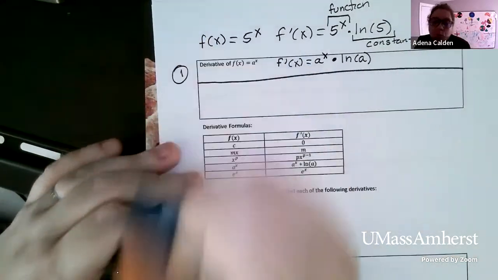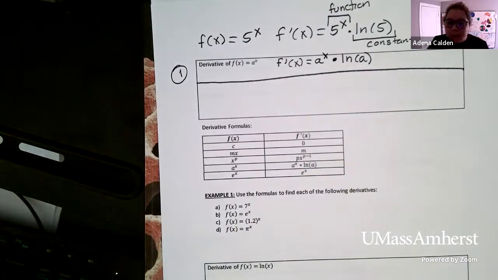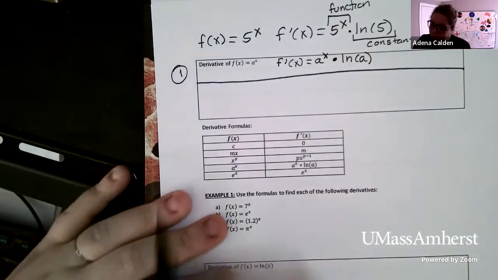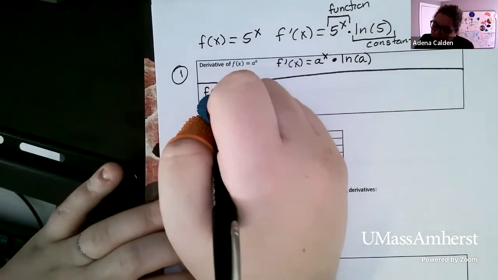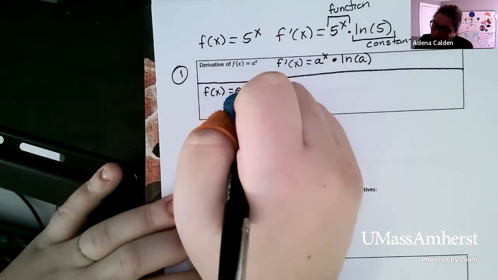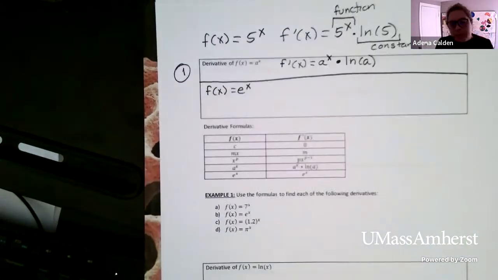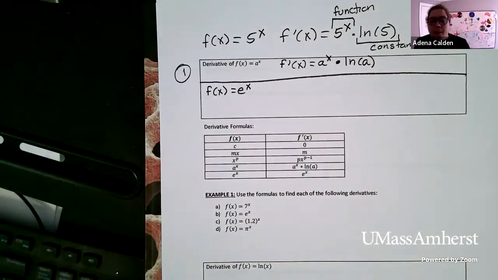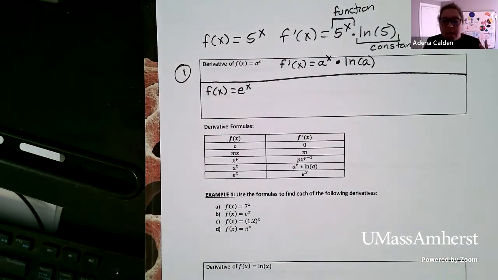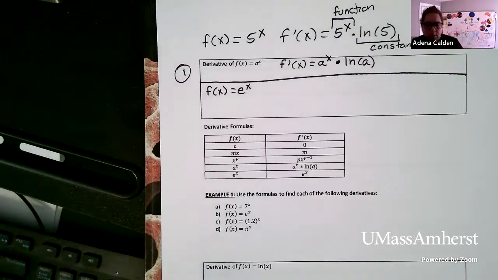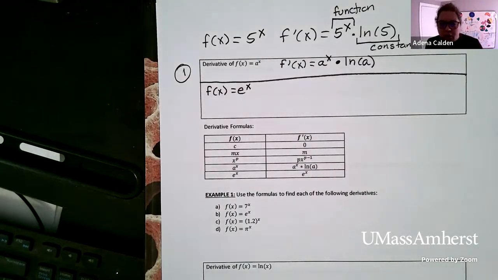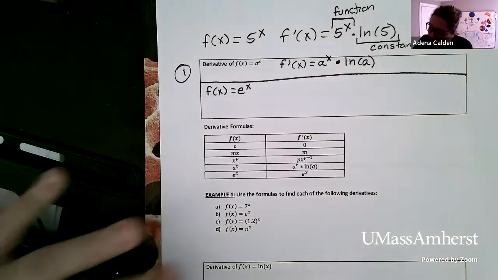You can always use the general formula and default to it, but let's see what happens with our special cases. So let's consider e to the x. This is an exponential function, but now our base is e. E is an irrational number, about 2.71. It shows up a lot in nature. We know that it has a special relationship with the natural log.